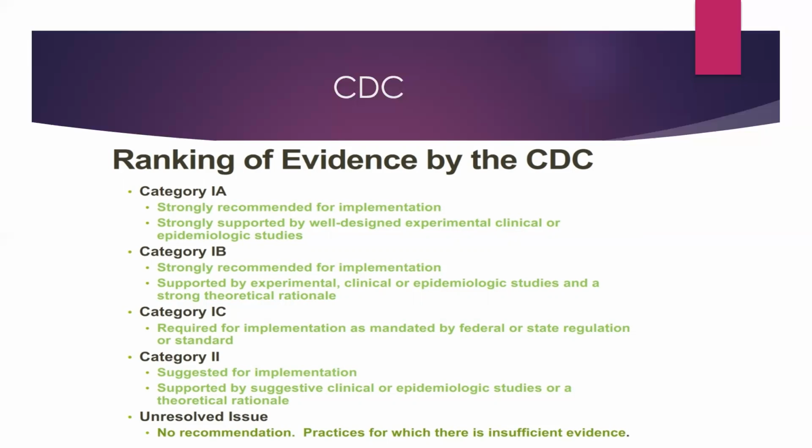So category 1A is strongly recommended for implementation. It's strongly supported by well-designed experimental, clinical, or epidemiologic studies. So this is, okay, we've got the evidence, here it is, this is category 1A. Then there's category 1B. It's strongly recommended for implementation. It's supported, but not as strongly, by experimental, clinical, or epidemiologic studies and a strong theoretical rationale. Okay, so you see the difference between 1A and 1B. And then we have category 1C. It's required for implementation as mandated by federal or state regulation or standard.